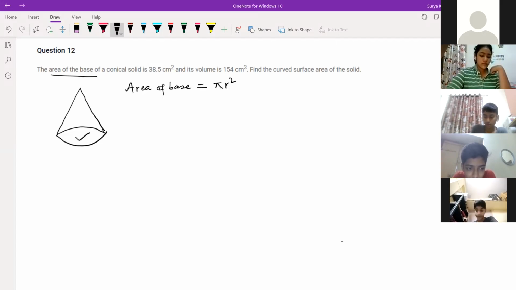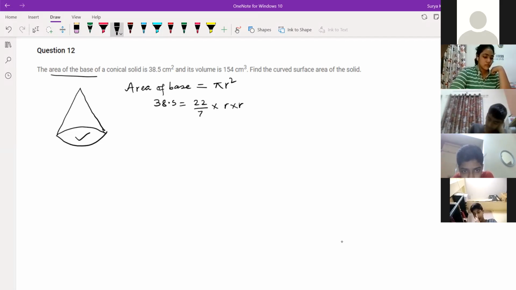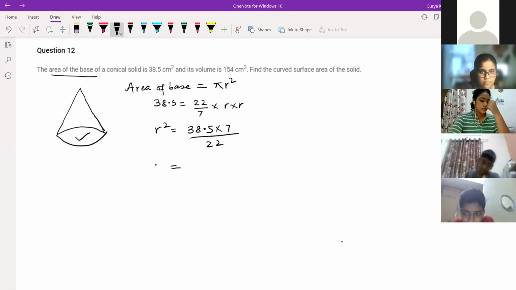Okay, Akshat. Yes, sir. So area of base is given: 38.5 is equal to pi r square, means 22 by 7 into r into r. So r square, if you want to write, what will you write? 38.5 into 7 divided by 22. Is it clear to everyone, children? Yes, sir. So r square, you just cancel here. 8, 5, 11. It will go by which table?